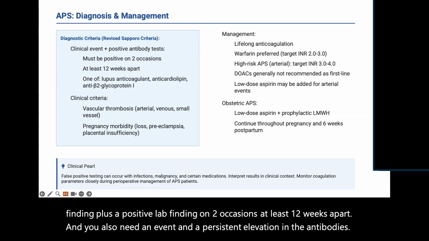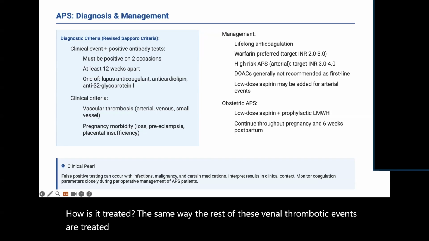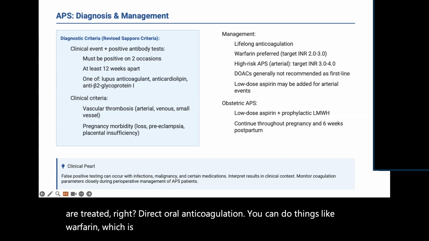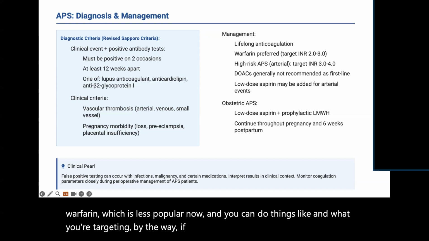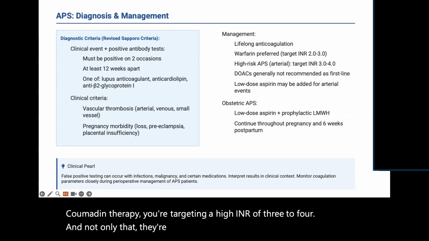How is it treated? The same way the rest of these venothrombotic events are treated, right? Direct oral anticoagulation. You can do things like warfarin, which is less popular now. And what you're targeting, by the way, if you are doing warfarin in this case, Coumadin therapy, you're targeting a high INR of 3 to 4. And not only that, they're on warfarin plus low-dose aspirin.